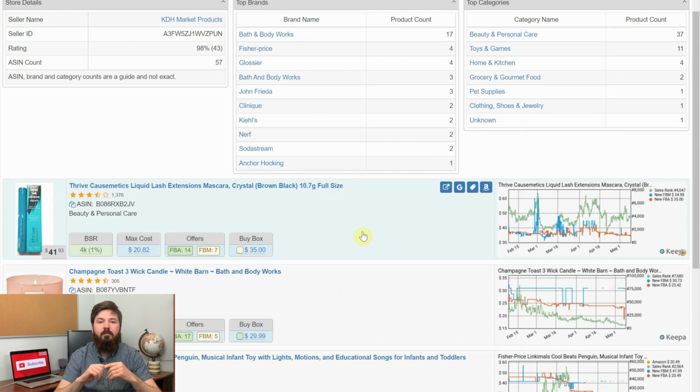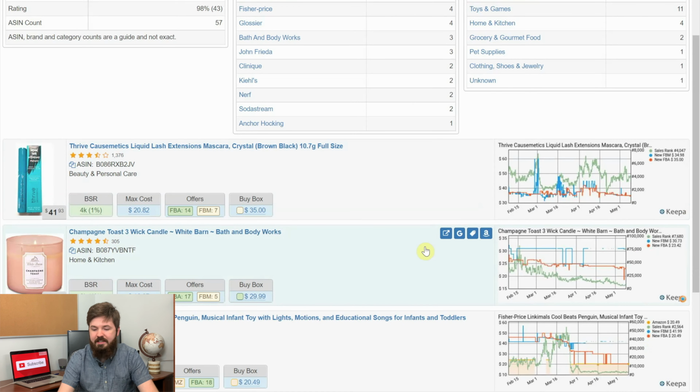In order to do manual reverse searching, you want to go through these listings. You can see these two here. Amazon is not on the listing, so those are good potential. This one has Amazon on the listing, so we probably don't want to look at that one. But what you want to do is go over to this max cost and determine whether you can find the product for at least that max cost. So in order to find these products, look at this listing, look at your max cost, and see if you can find it online for less.